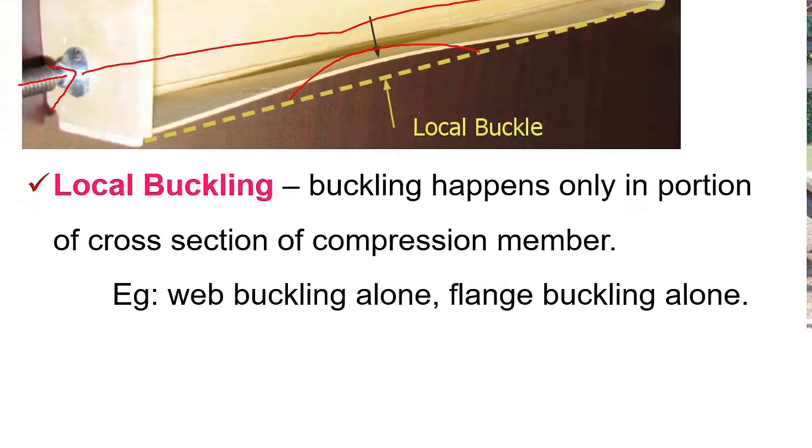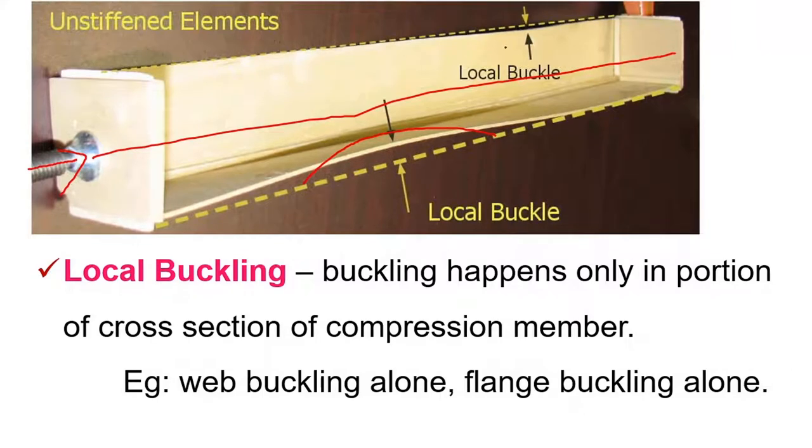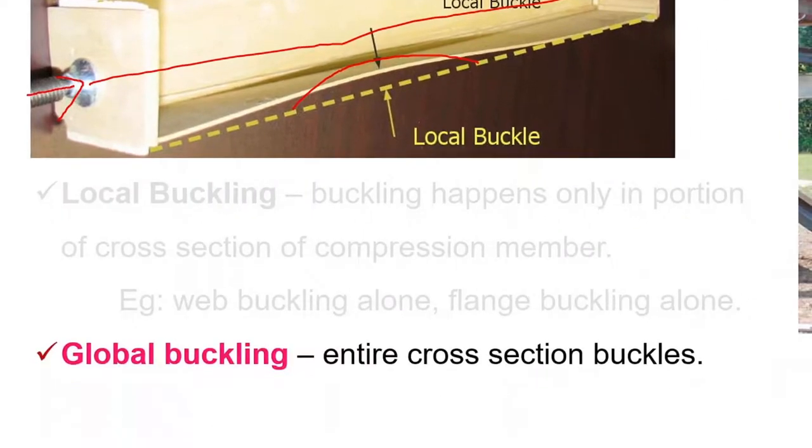Local buckling happens only in a portion of the cross section of a column. Example, web buckling alone, flange buckling alone. As I said, here the flange got buckled and here the web got buckled, but the overall column remains straight. Global buckling is the buckling of the entire cross section.